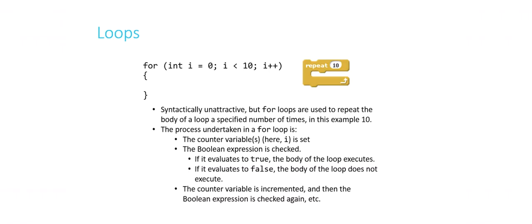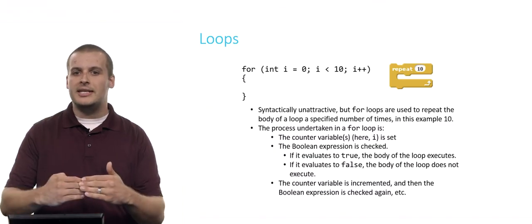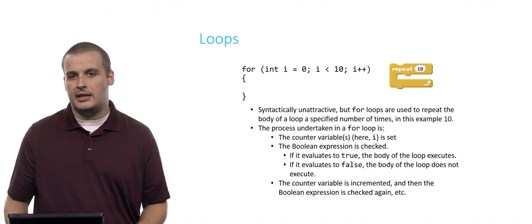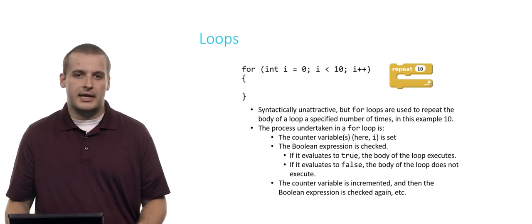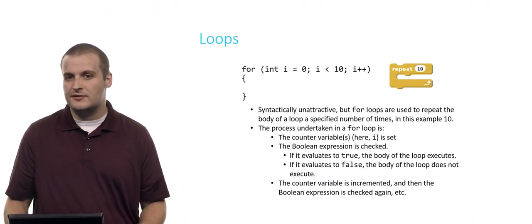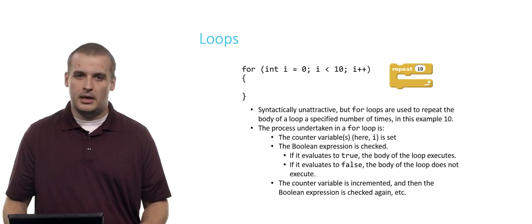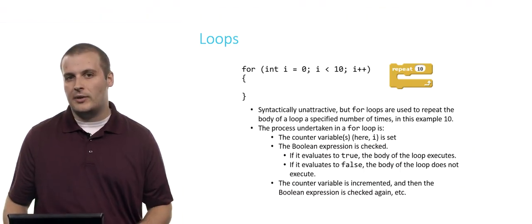The second thing we do is we then immediately evaluate the Boolean expression. The Boolean expression is in the middle of the two semicolons: i is less than 10. That's true here, right? We just set i equal to 0, and so 0 is less than 10, and so that condition is true, and we will now proceed to execute the body of the loop. If it was false, if, for example, I had said int i equals 15, well, 15 is not less than 10, so we would never enter the body of the loop because the Boolean expression there would evaluate to false.